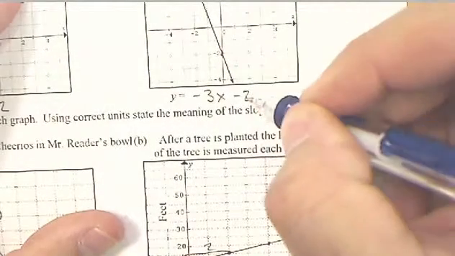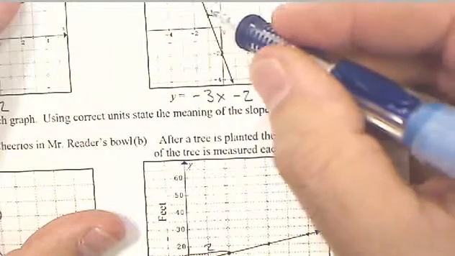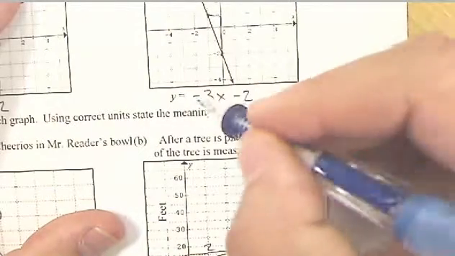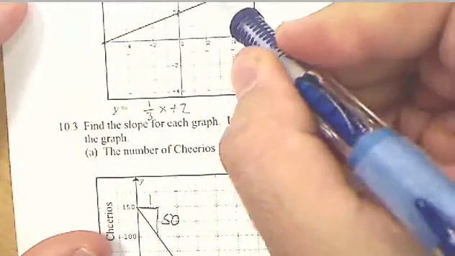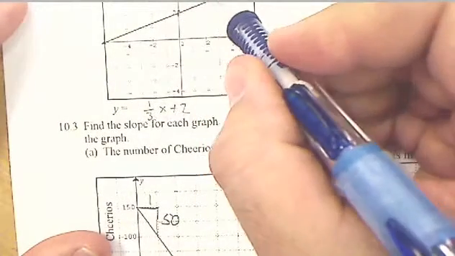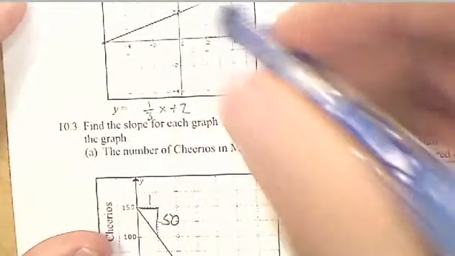Y-intercept is at -2. And my slope rises 3, runs 1, but it's going downhill, so it's a -3. Rises 1, runs over 3, so that rises 1, runs over 3. Y-intercept is at 0, 2.